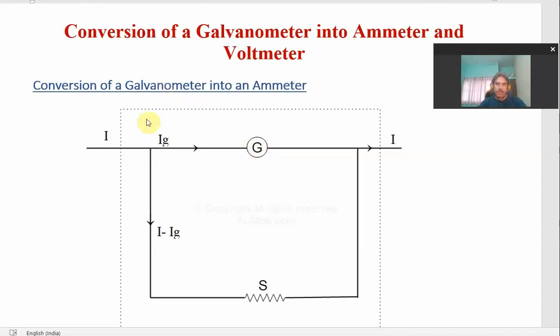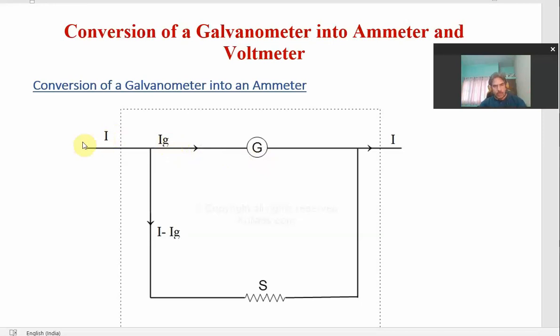Okay, so how will this work? Suppose that the galvanometer is able to hold the maximum current Ig. That is the maximum value of current that can pass through the galvanometer. For higher values, it will just damage the galvanometer, right? So Ig is the current that can pass through the galvanometer. We are not interested in Ig, actually we are interested in converting the galvanometer into a meter of maximum value I, meaning range 0 to I.